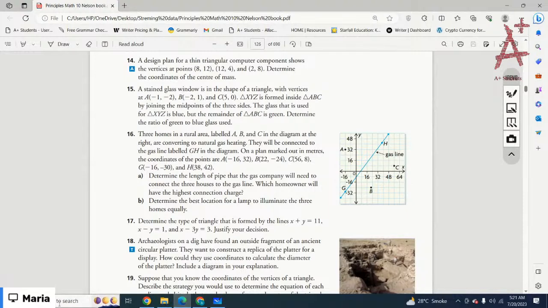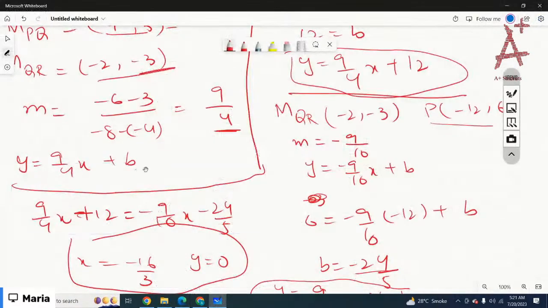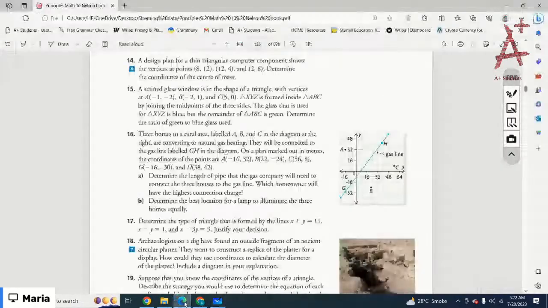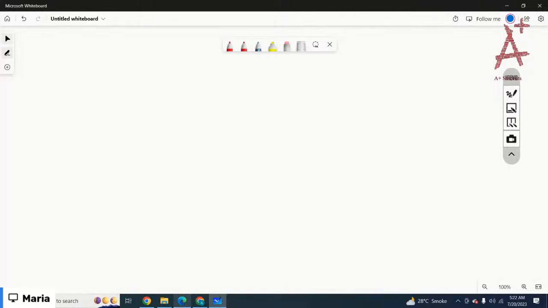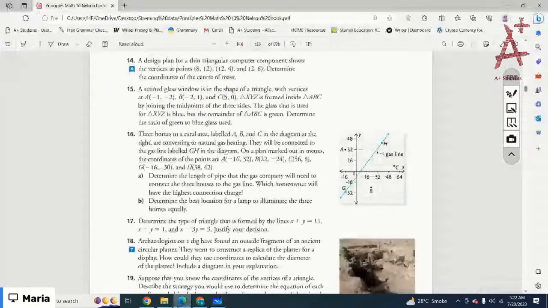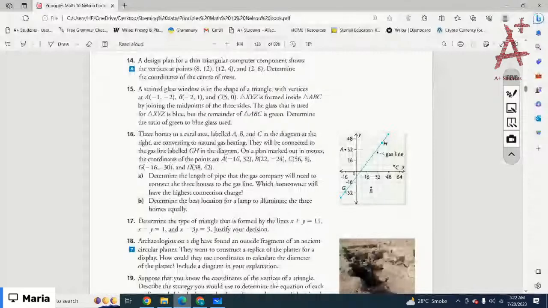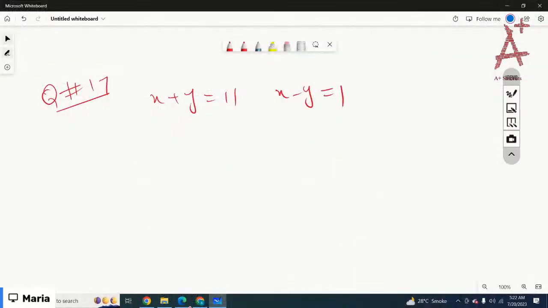The equations are x plus y equals 11, x minus y equals 1, and x minus 3y equals 3. They are a bit long questions. You have to try them on your own because they are a bit long. I can't do each and every question. I have limited time, so please try to solve them on your own, because we have already covered these things in the earlier lessons.